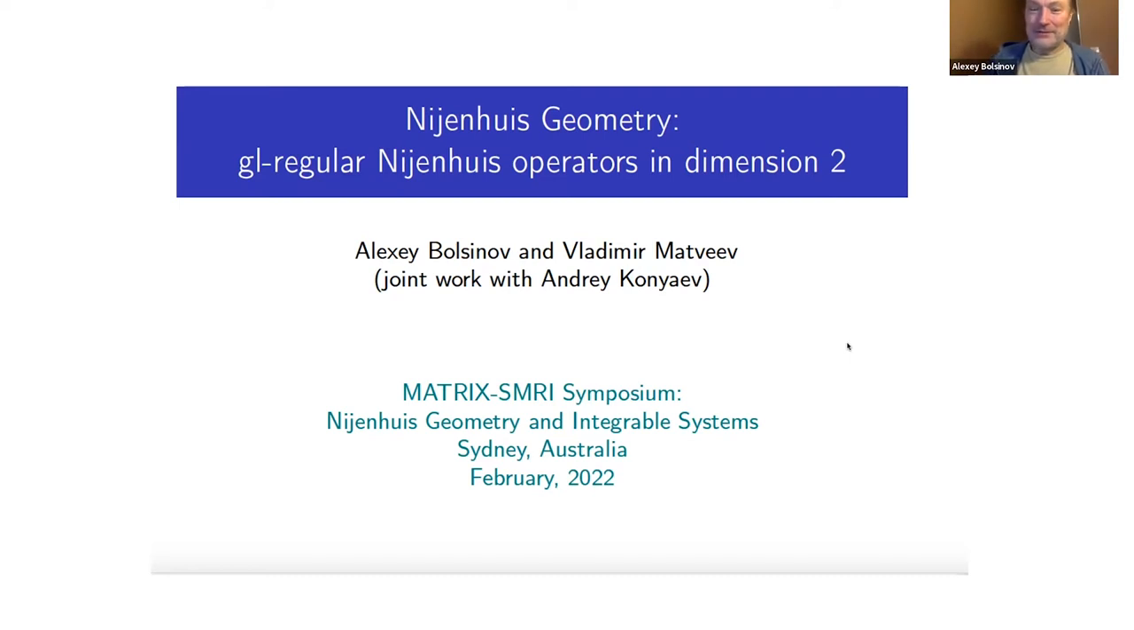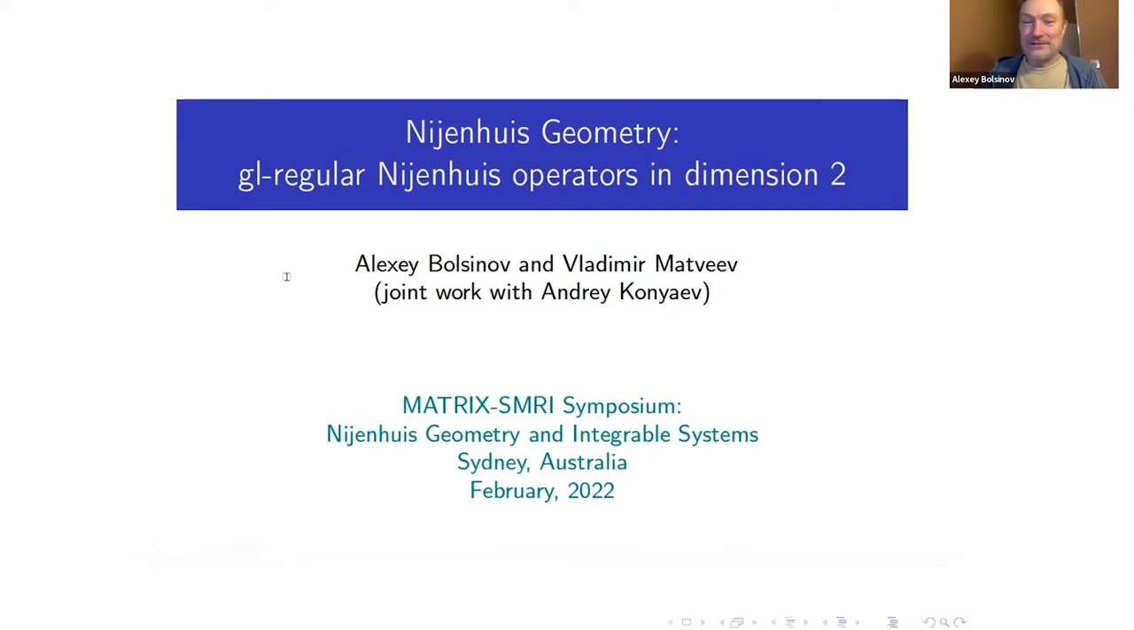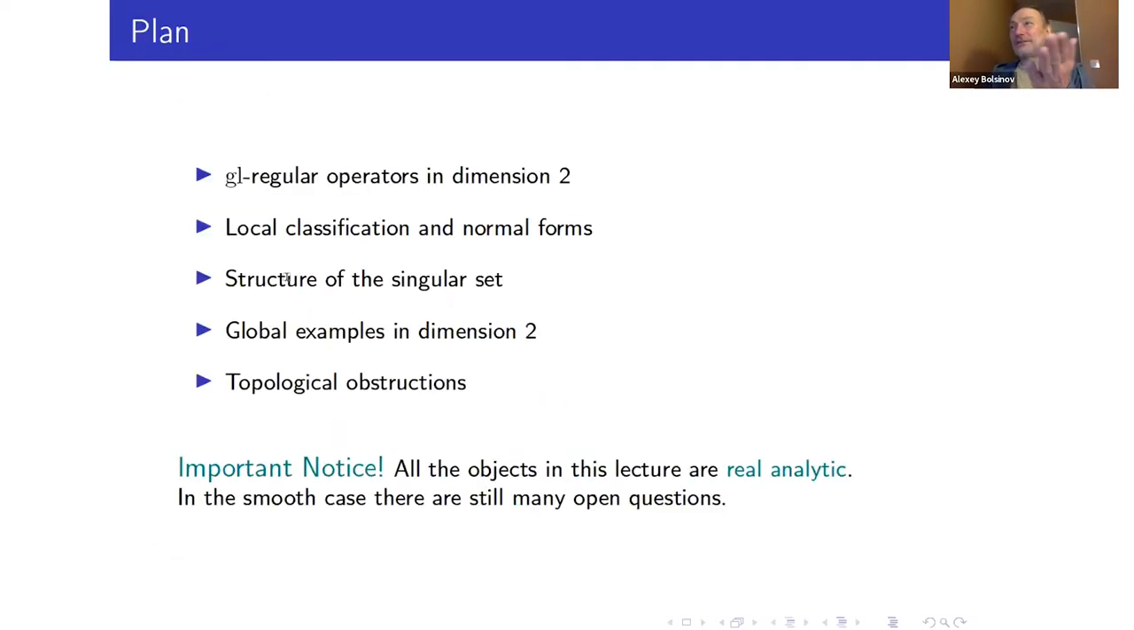And I will start with a quick reminder. So what is GL regular and some formulas? What is the GL regular operator in dimension two? And then, after I remind you the definition, we will talk about the local classification and normal forms. In this case, everything can be done completely. So we will be able to describe all normal forms based on this knowledge.